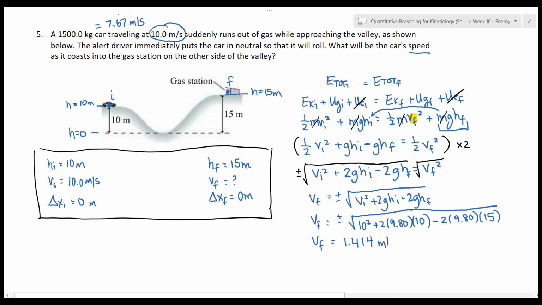1.414 meters per second. Notice the question asks for speed, which is not a vector, so I don't need to give a direction. So I don't need to put in any plus or minus. Those don't make any difference because I'm only looking for the magnitude, the value itself without any direction. So the final speed when the car coasts into the gas station is 1.414 meters per second. And that's it.